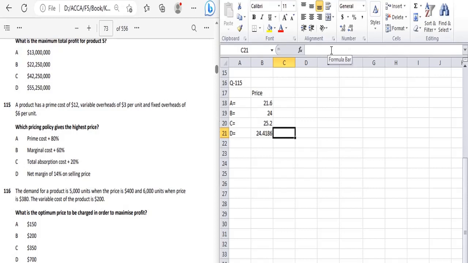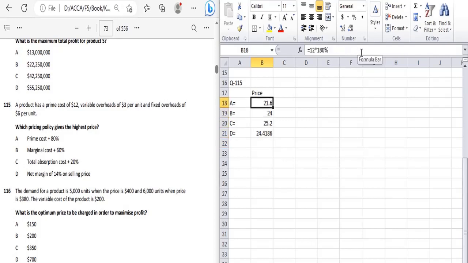So in option D, margin is given as 14%. It means our selling price is 100%. If we subtract the margin from the selling price, we will get the cost. So 100% minus 14% means 86% is the cost. So I have divided by 86% and multiplied by 100% in order to get the selling price.